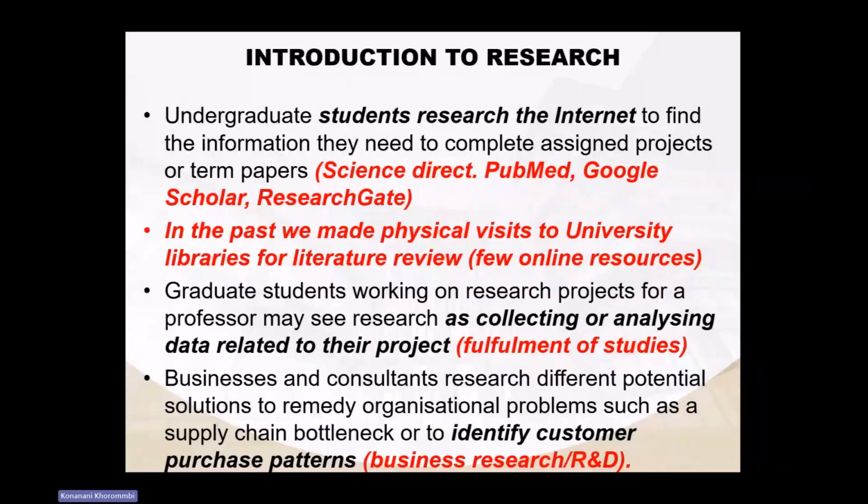Undergraduate students research the internet to find the information they need to complete assigned projects or term papers. You've got specific search engines at the University of South Africa. I don't know if you have got access to Science Direct, but there is PubMed, Google Scholar, just generic, and ResearchGate. All of these are search engines, and these can be used not only by the undergraduate students, but even the postgraduate students. Most of the researchers are getting the information from these search engines.